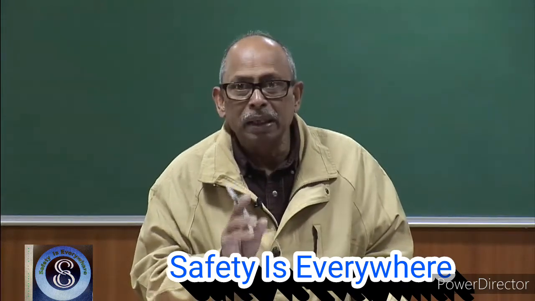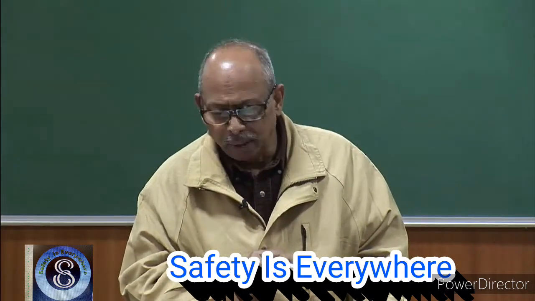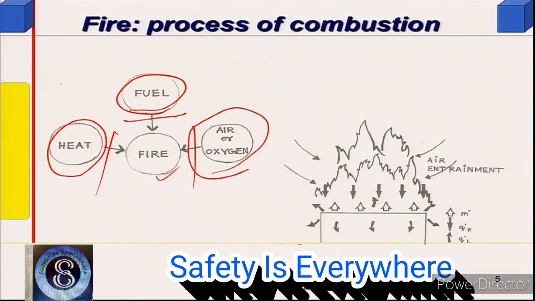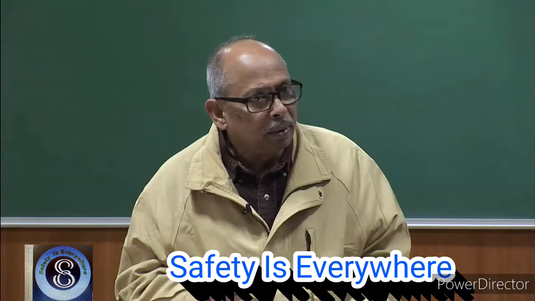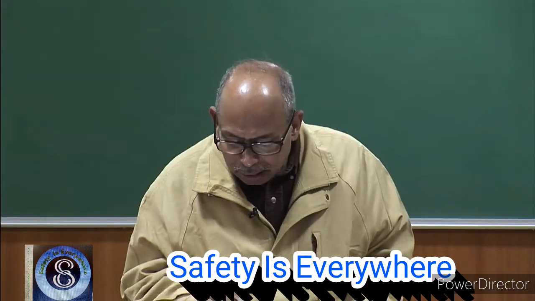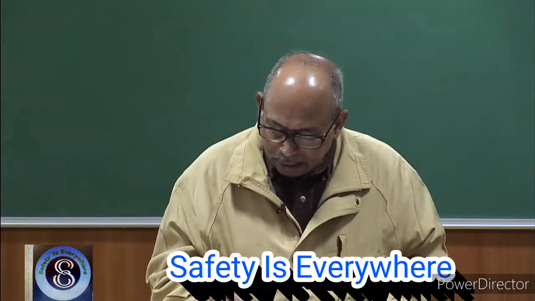So, the basic understanding is I need three things for continuation of the fire. How does it occur? Something like this. Let us say this is my fuel. Now fuel is what? Furniture, wooden furniture, combustible material, papers. Many of them are combustible materials. Now, supposing for some reason this gets heated up.